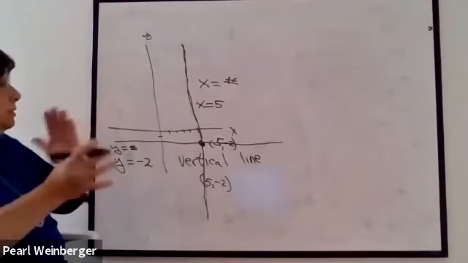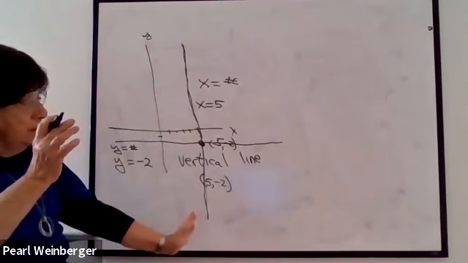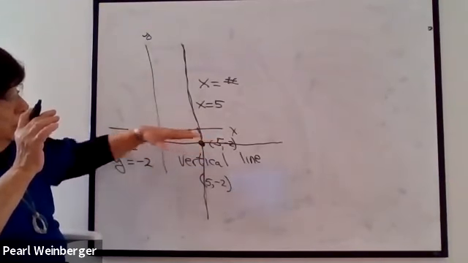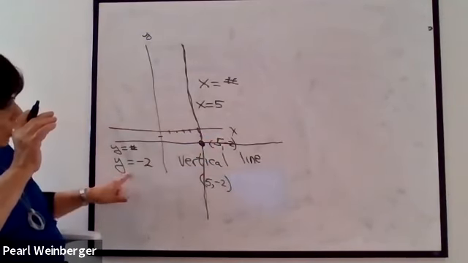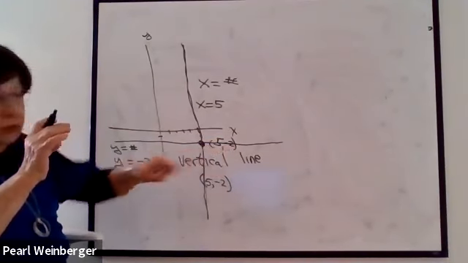You don't have to stick in a point. You want a vertical line, you're going to write x equals a number, and you look at the x of the point. You want a horizontal line, you're going to write y equals a number, and the number is going to be the y of the point.